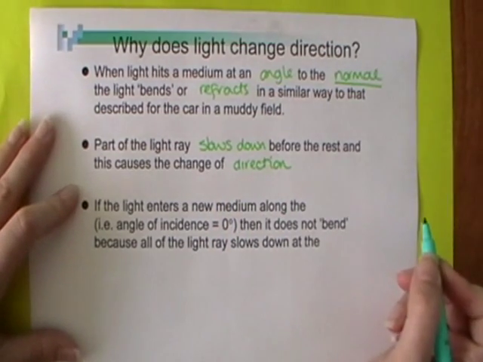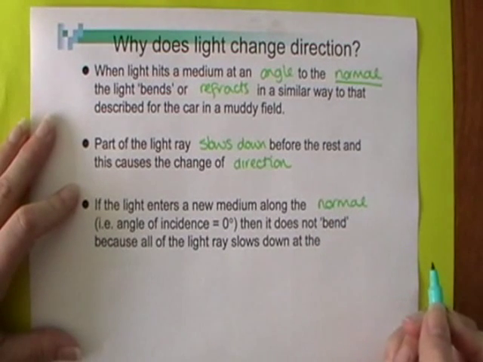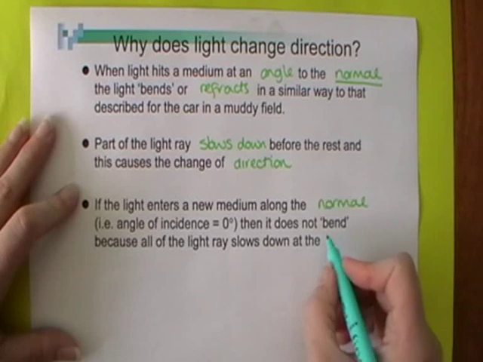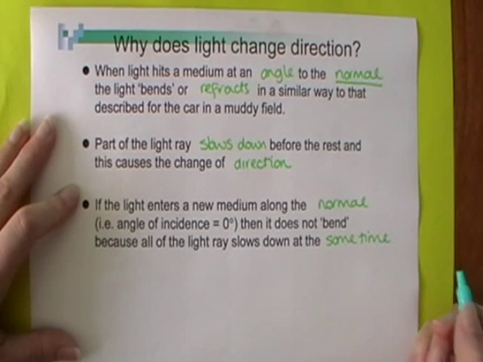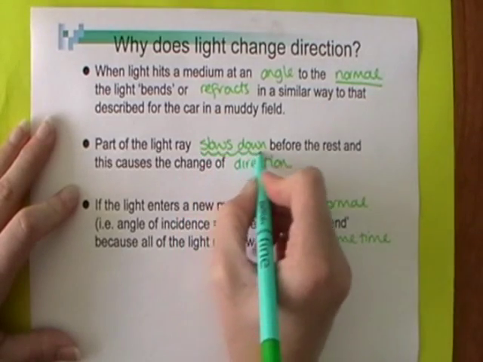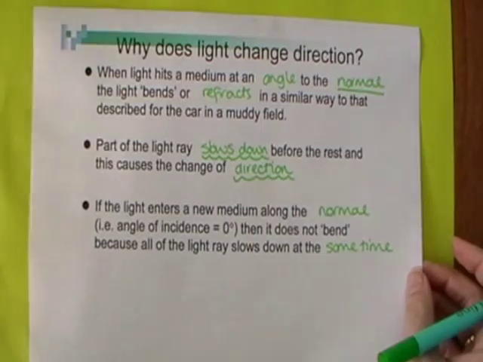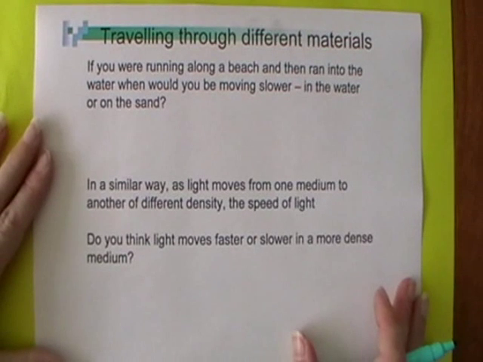If the light enters a new medium along the normal, so that the angle of incidence is 0 degrees, then it does not bend because all of the light ray slows down at the same time. So the importance is that it's slowing down, and that causes a change of direction when it meets the surface at an angle. Let's think about another example that would help us to understand that.